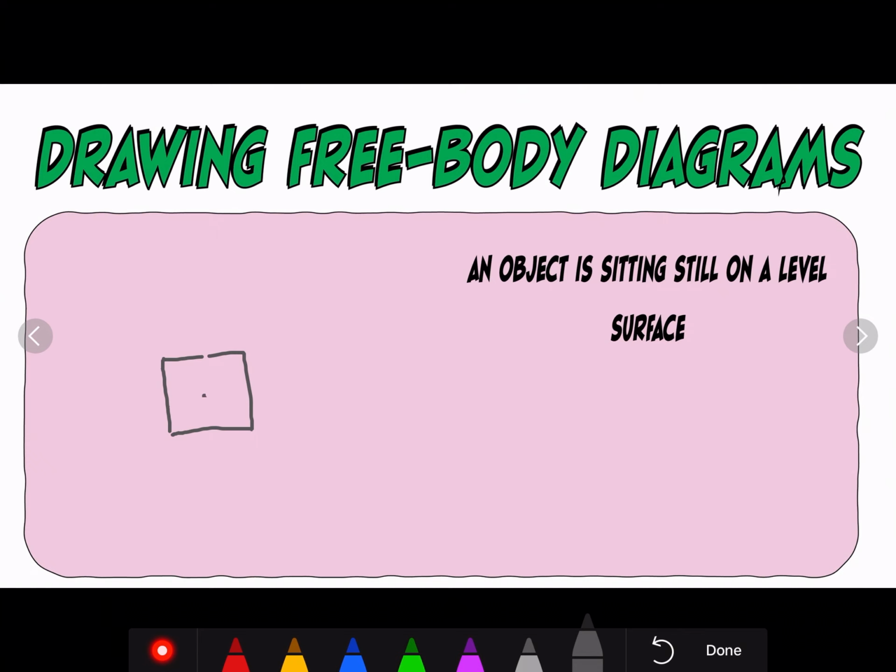An object is sitting still on a level surface. So since we know it's sitting still, we still have gravity going down, but it's not moving, so there has to be another force. So that would be normal, and normal is always perpendicular to the surface. So since the surface is level, it goes straight up.